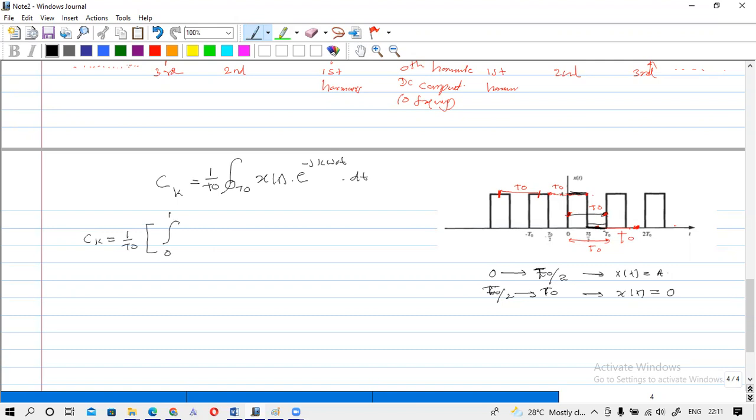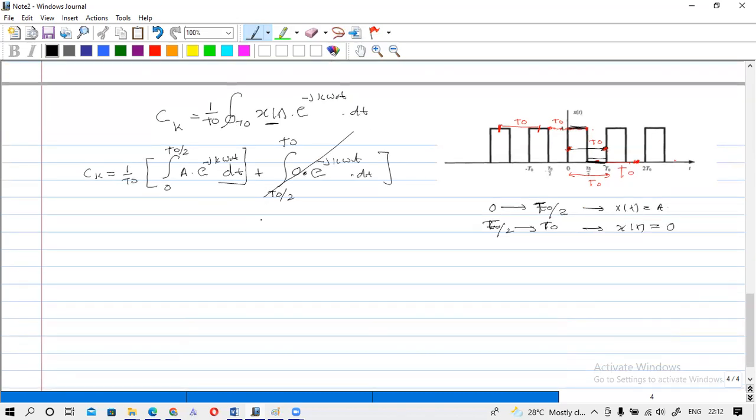You have to do a separate integration for these two parts. One is from 0 to T naught by 2, x(t) is equal to A, e to the power minus jk omega naught t dt, plus T naught by 2 to T naught, where x(t) is equal to 0, e to the power minus jk omega naught t dt. But in the second one it is 0 times e to the power minus jk omega naught t, so that means it is 0 and this term cancels out. So you will have only this term to integrate. It is very simple. So Ck is equal to 1 by T naught, integral from 0 to T naught by 2 of A e to the power minus jk omega naught t dt.